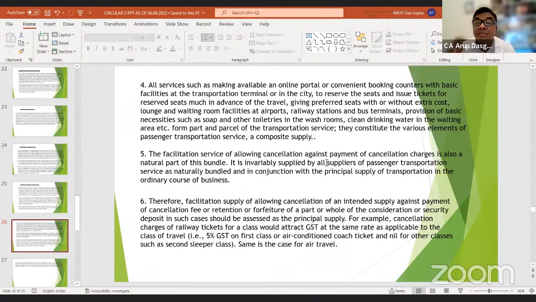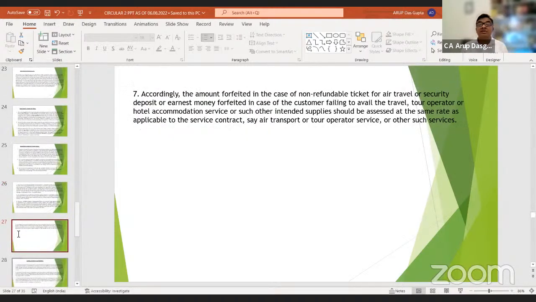Okay, so it's invariably supplied by all suppliers of passenger transportation services in conjunction with the principal supply, and therefore it has been held that cancellation charges of railway tickets for a class would attract GST at the same rate as applicable to the class of travel. So, for the travel sector, friends, we need to remember that for all cancellation charges that you're deducting from customers, you need to also levy GST on the cancellation charges. Okay, that's the view that has been given in the particular circular.